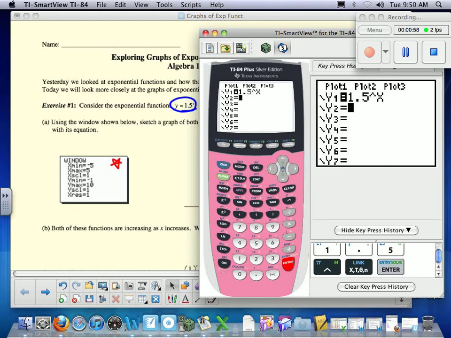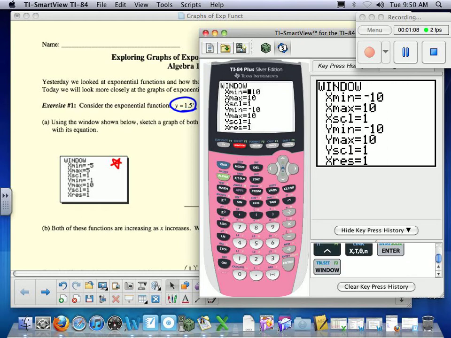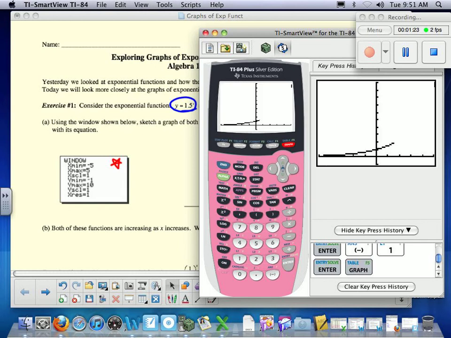Let's change our window given the window information they gave us in our notes. Do you remember how to change your window? Yes, window button. It's its own button, window, and we're just going to copy exactly what they have in the table there. And then if you push your graph button, you should see what our graph is going to look like.